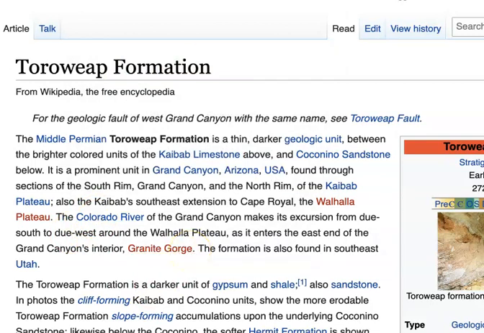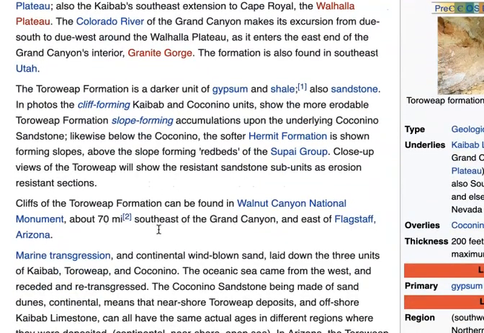All right. So at any rate, so now you could go. And so what is it? It is between the brightly colored units of the Kaibab limestone above and the Coconino sandstone below. Gypsum and shale with also sandstone. All right.